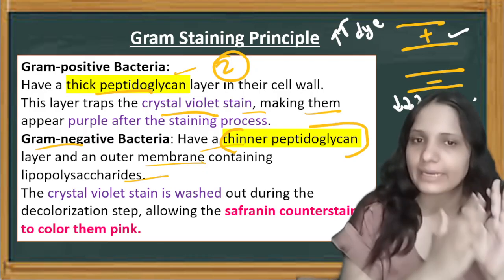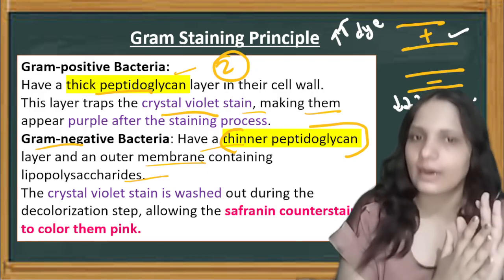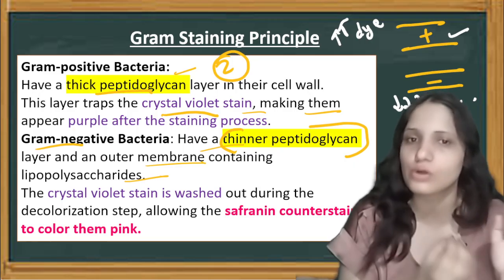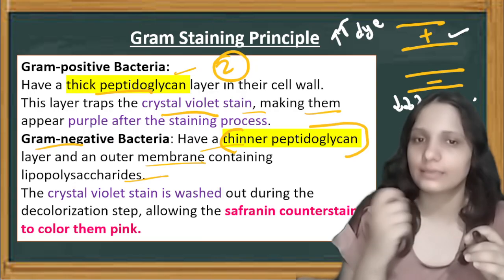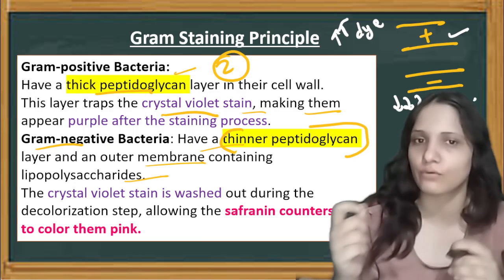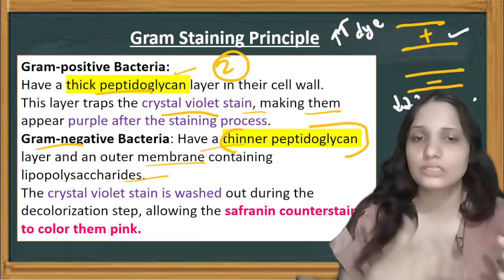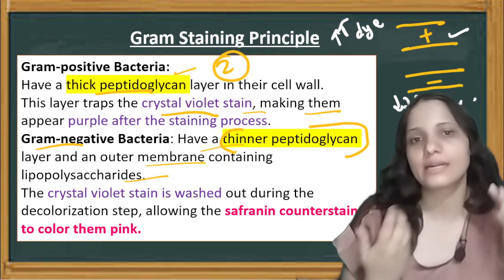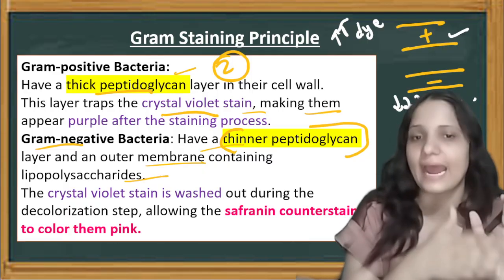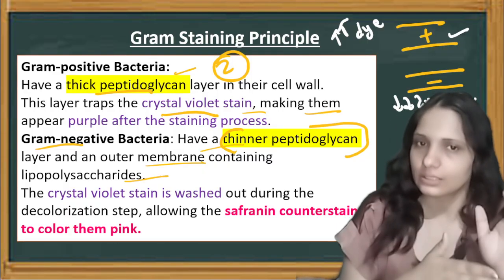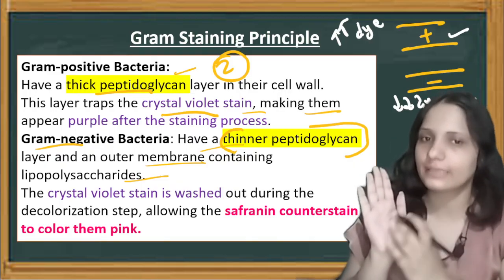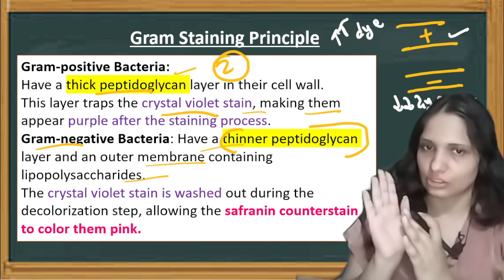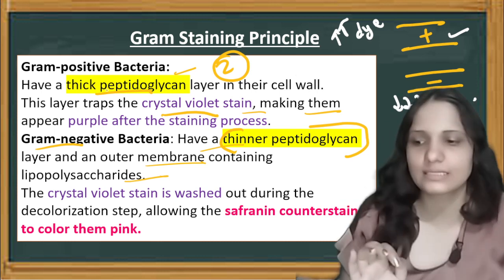Because this membrane of gram negative bacteria is not so efficient to hold or trap the crystal violet dye because of its thinner cell wall peptidoglycan layer. So it won't be efficient enough to hold crystal violet at the decolorizing step, right? While in case of gram positive bacteria, the layer is thicker, it keeps its dye as such. So this is the difference.